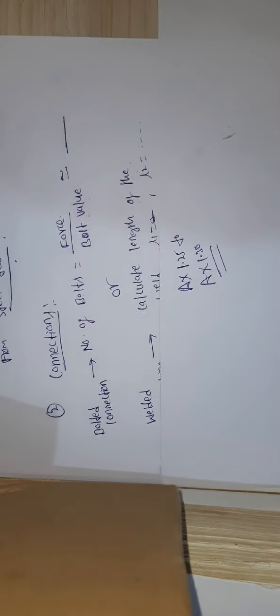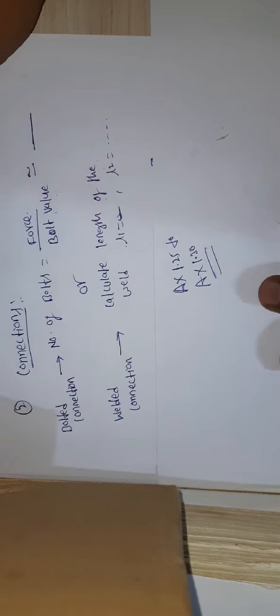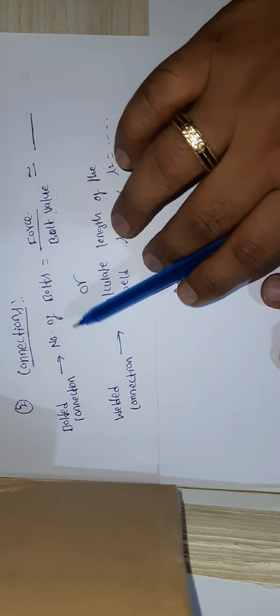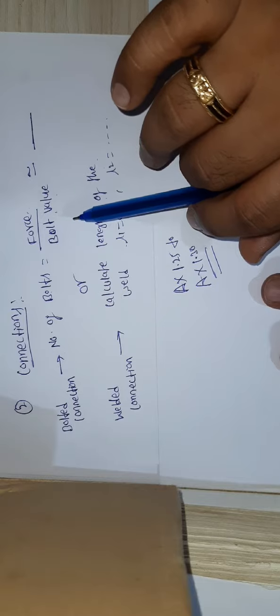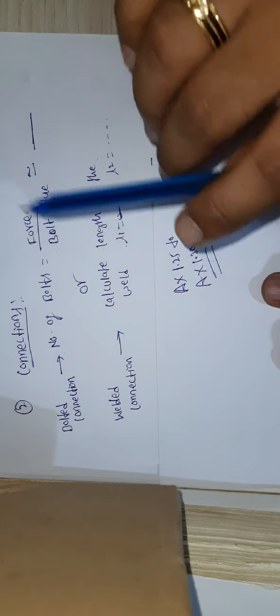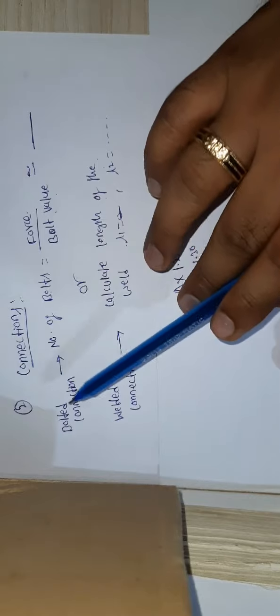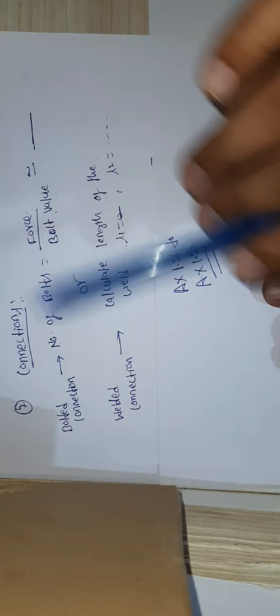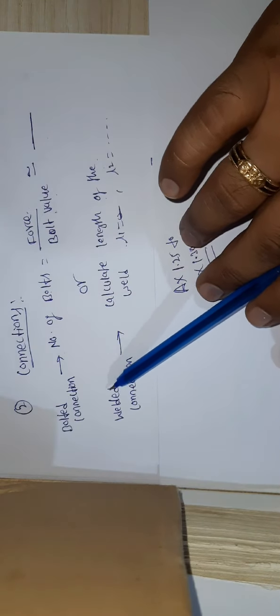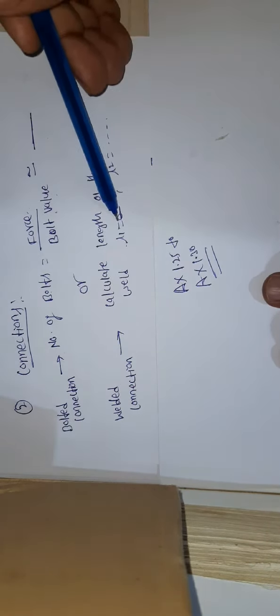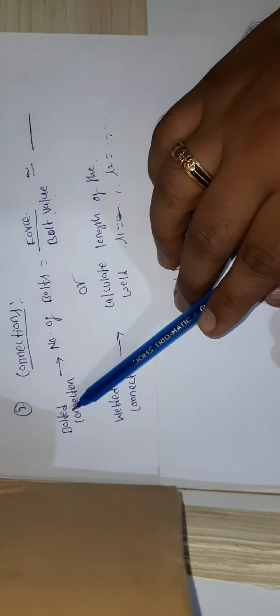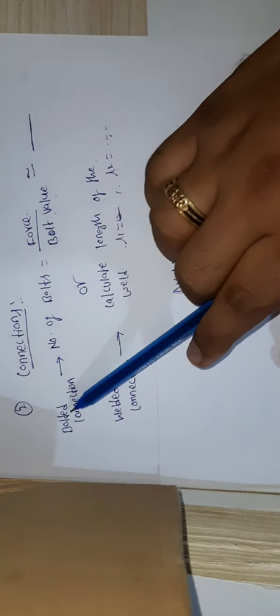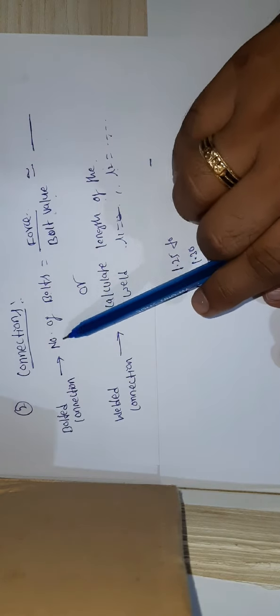Then your second step is connections. Based on what type of connections you are providing, you need to calculate the number of bolts. If you are giving bolted connections, then you need to calculate the number of bolts required for the connections. Or if you are giving welded connections, then you need to calculate the length of the weld required.